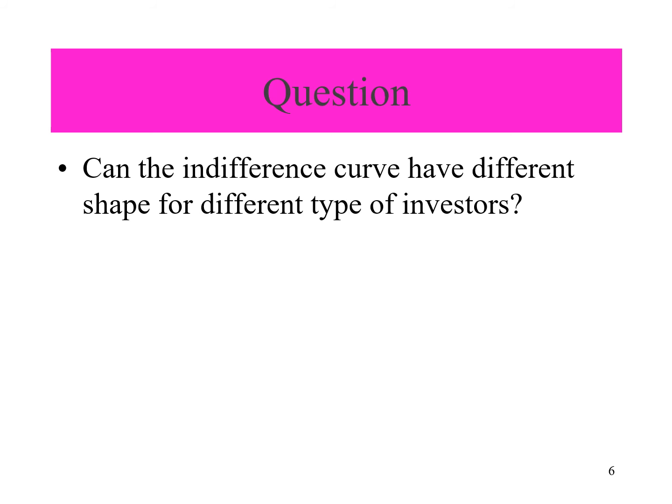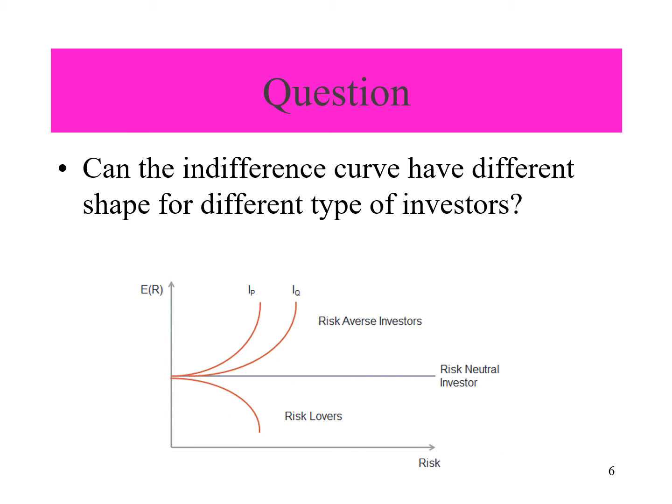I have one more question for you to think about. Can the indifference curve have different shapes for different types of investors? Yes or no? The answer is yes. This is because the coefficient of risk aversion can be negative, positive, and 0.